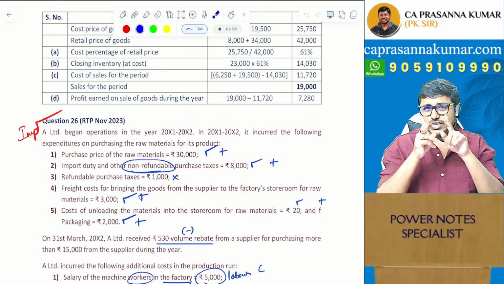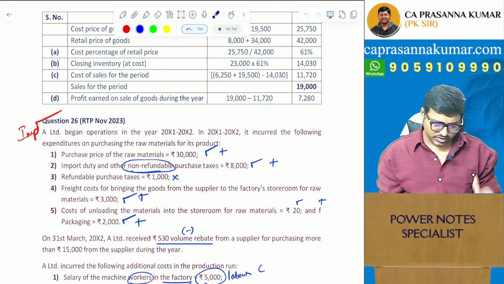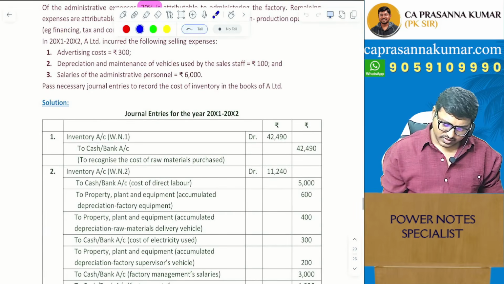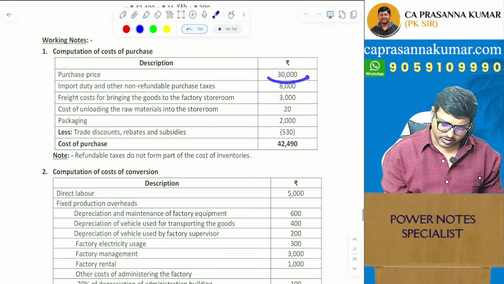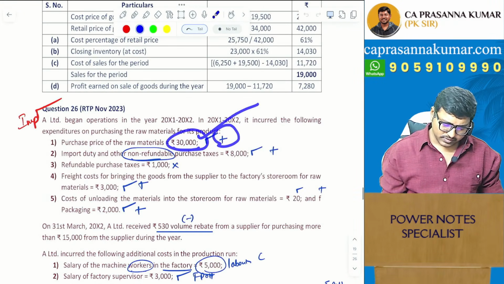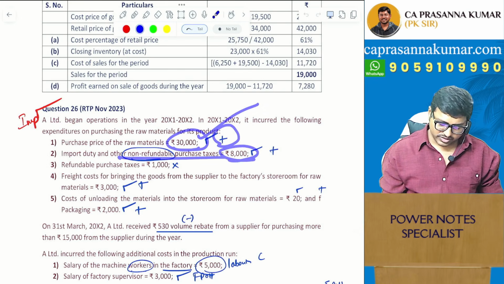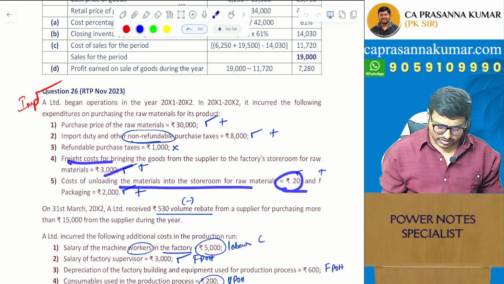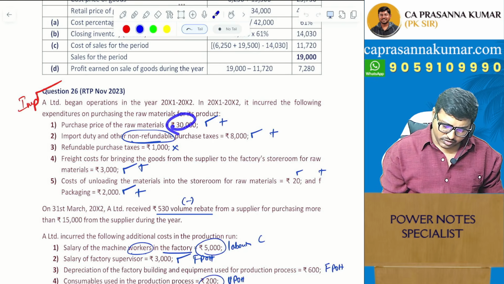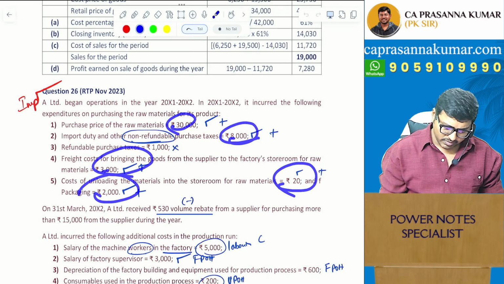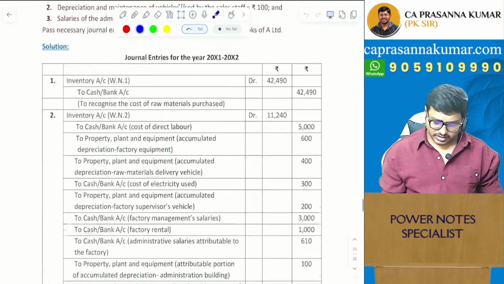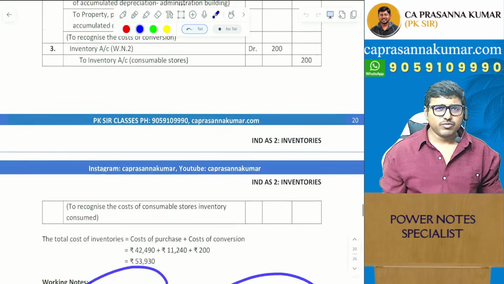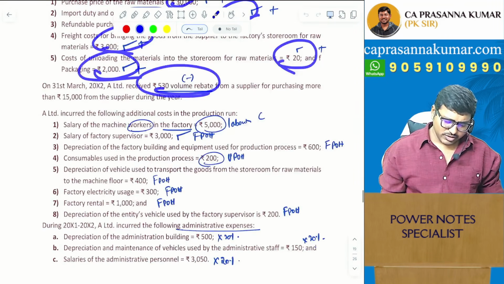First, cost of inventory is divided into three parts. First one, cost of purchase. Cost of purchase means purchase price of raw materials. Will I take? Yes, 30,000 will be taken. Okay. Then what else? Non-refundable taxes. Will I add this? Yes. Refundable taxes? No. Freight cost? Yes. Unloading the raw materials? Yes. Packaging cost? Yes. So 30,000 plus 8,000 plus 3,000 plus 20 plus 2,000 minus rebate, which is 530. Their answer of cost of purchase will be 42,490. Very easy.